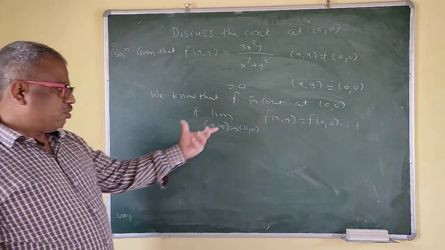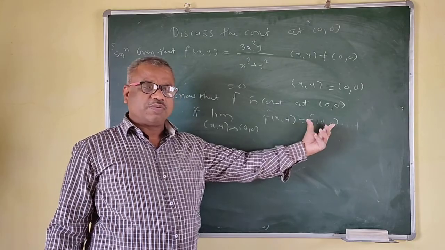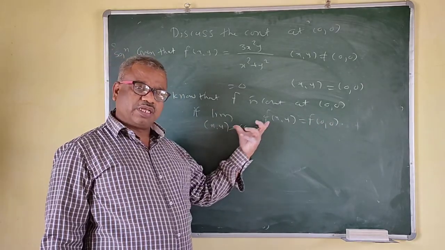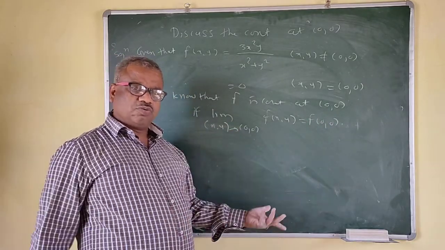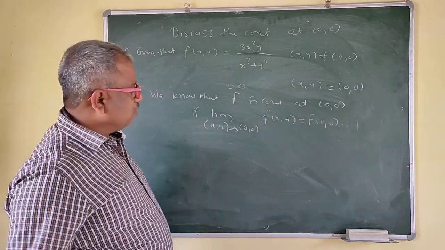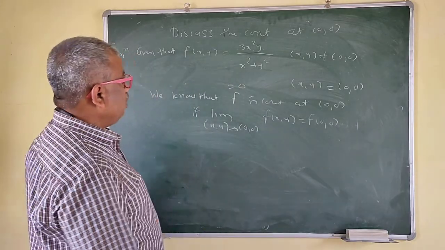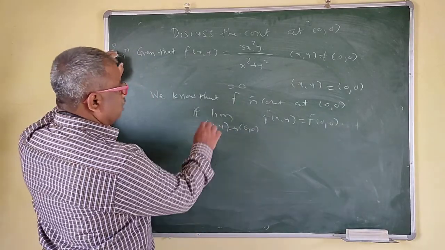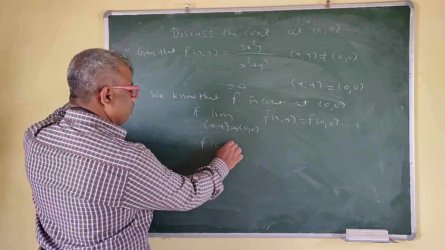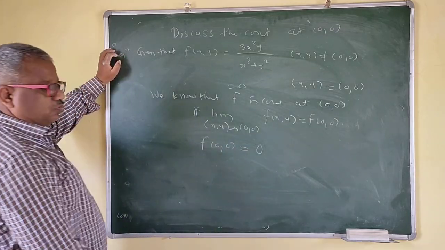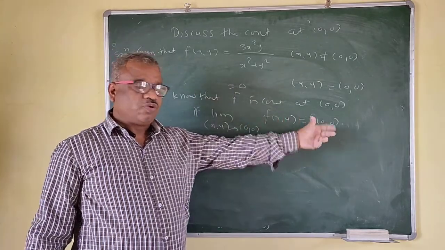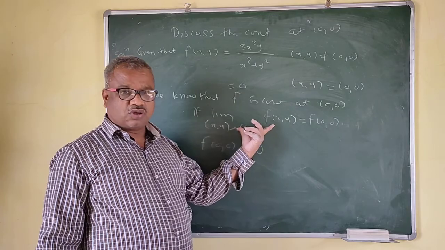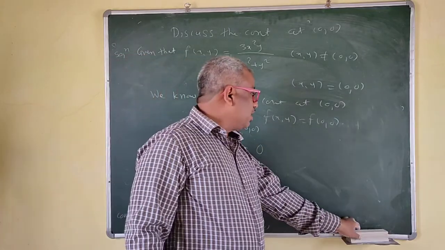So now what will we do? The same thing here. We will find the value of f(0,0) and the limit as (x,y) tends to (0,0). If they match, the function will be continuous. If they do not match, the function is not continuous. If one of them does not exist, the function is not continuous. Here f(0,0) is directly defined, f(0,0) is equal to 0. So what is our aim? We have to check whether this limit is 0 or not. So we'll find this limit now.